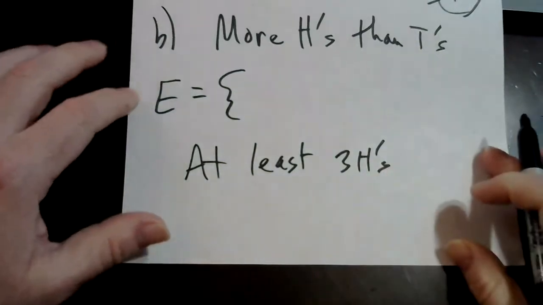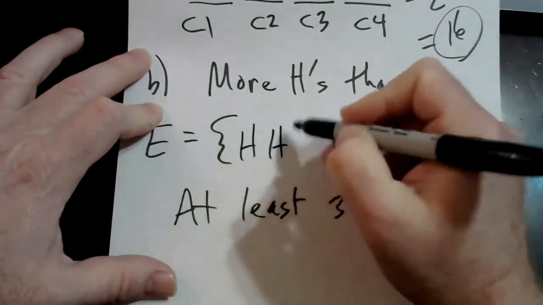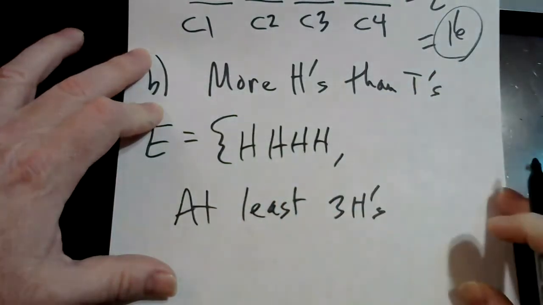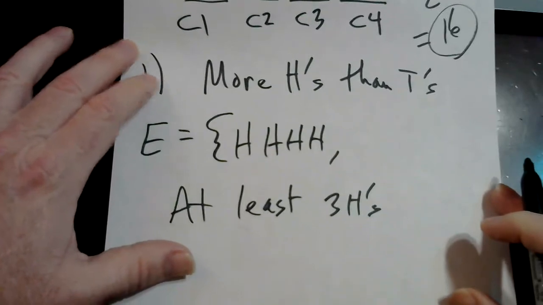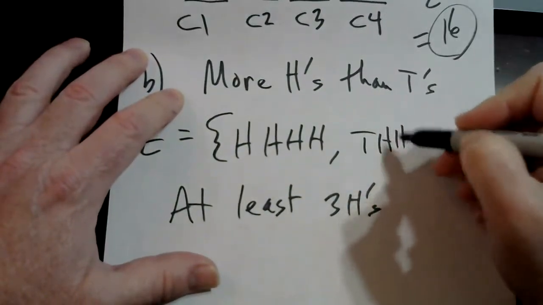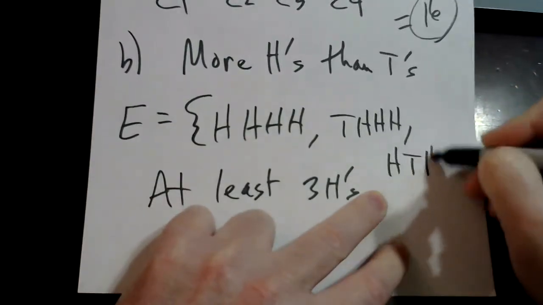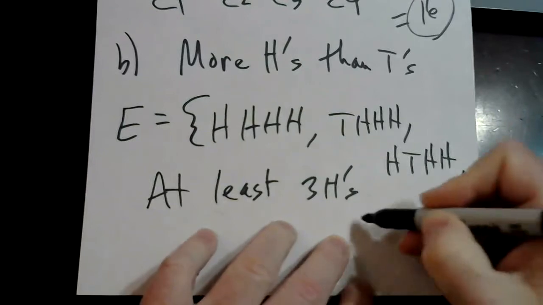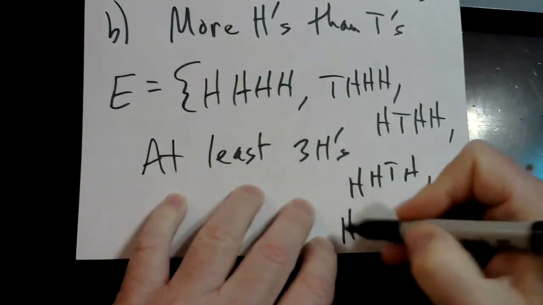So really we just have to list all the outcomes that have at least 3 H's. Well, if we have 4 H's, then it's going to look like this. That's one possible outcome. And if we have exactly 3 H's, that means we have exactly 1 T. So the T could come first, the T could come second, the T could come third, or the T could come fourth.